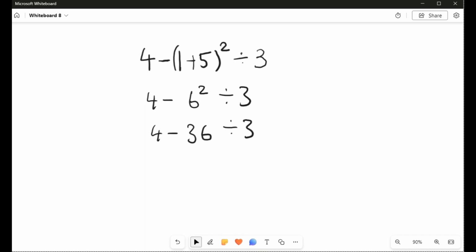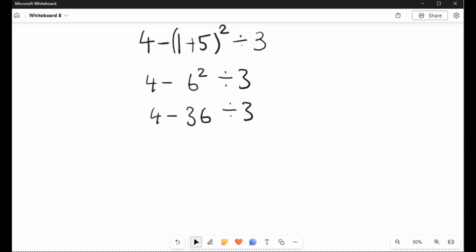So what comes next in BIDMAS? Division. So now we're going to divide by 3. So we have 4 minus, and we're going to do 36 divided by 3, which is equal to 12. And then our final stage, our subtraction, 4 minus 12 is minus 8. And that's how we solve using BIDMAS this complex equation.